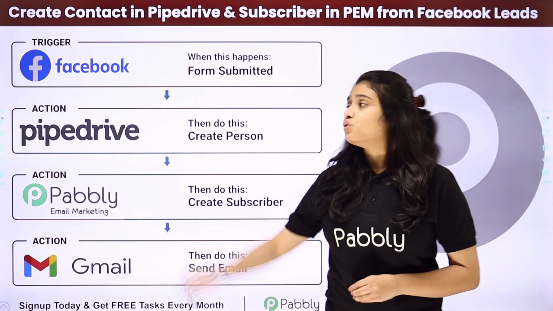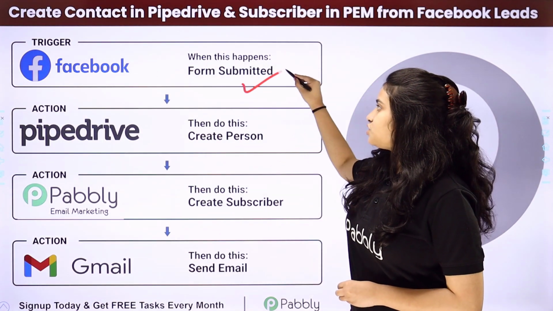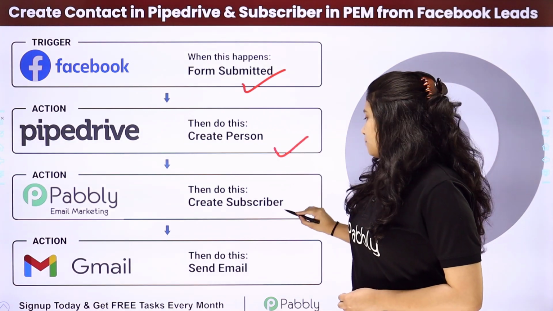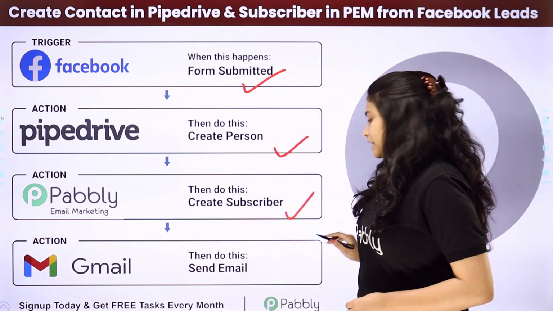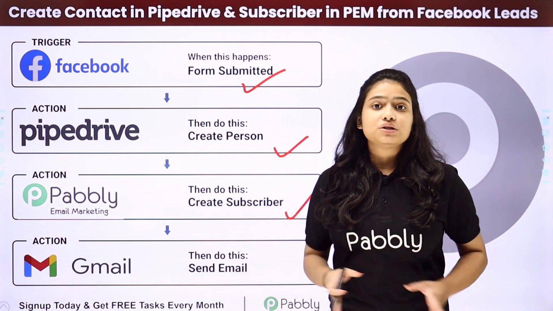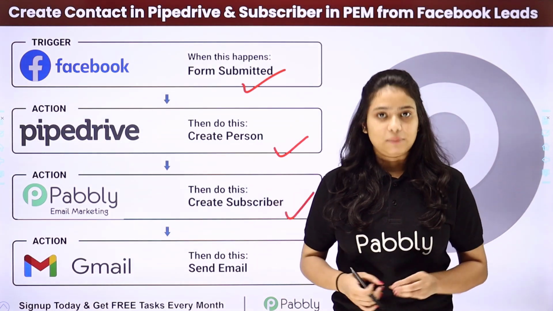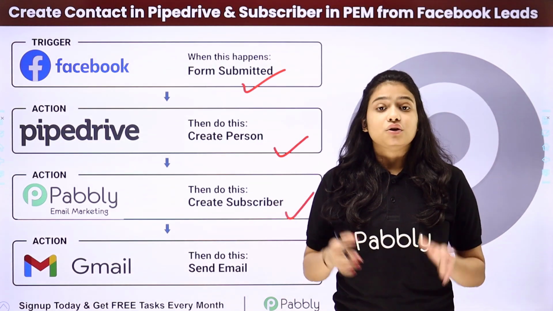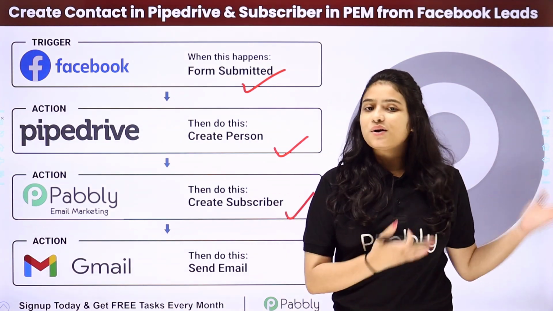Now what we are going to do, we have Facebook leads in our trigger, then we have Pipedrive, Pabbly email marketing and Gmail in our actions. So we are going to build an integration between all these applications by using Pabbly Connect. Now to learn the entire process, let me take you all to my screen.